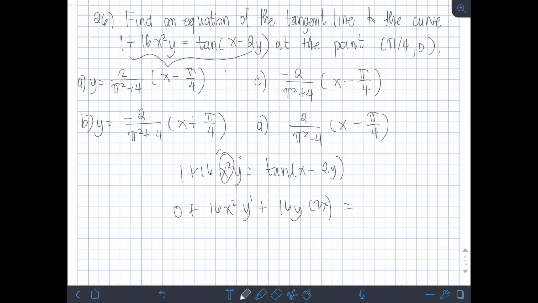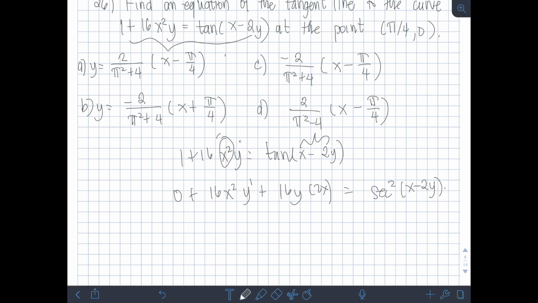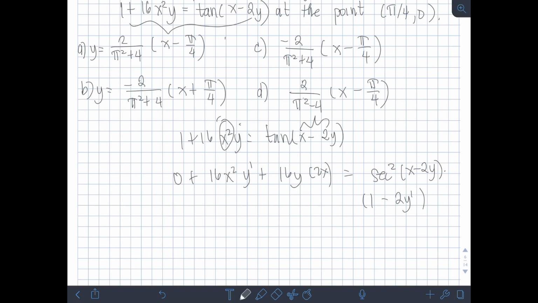Okay? Then, equals, itong tan x minus 2y, we have derivative ng tan is secant squared of x minus 2y multiplied by derivative ng inside function na x minus 2y, chain rule. We have 1 minus derivative ng 2y is simply 2y prime. Okay? Then, collect natin lahat ng may y prime. So, simplify ko muna. So, we have 16x squared y prime plus 32xy equals secant squared of x minus 2y, distribute ko dito, minus 2y prime secant squared of x minus 2y.